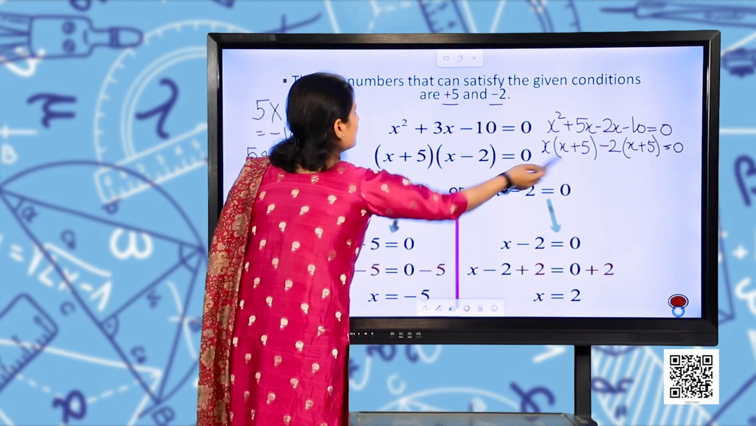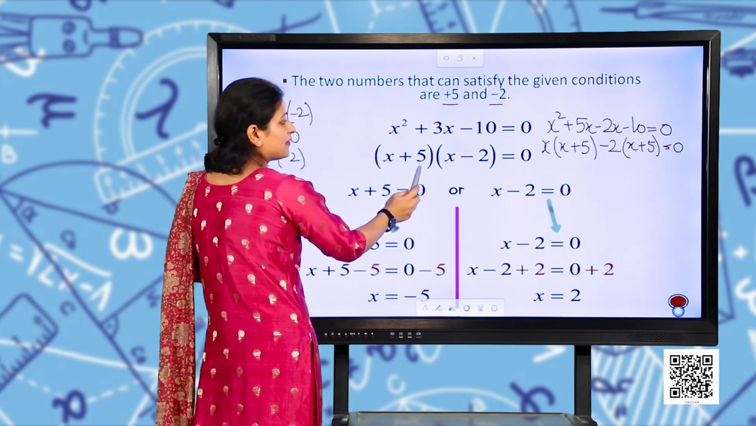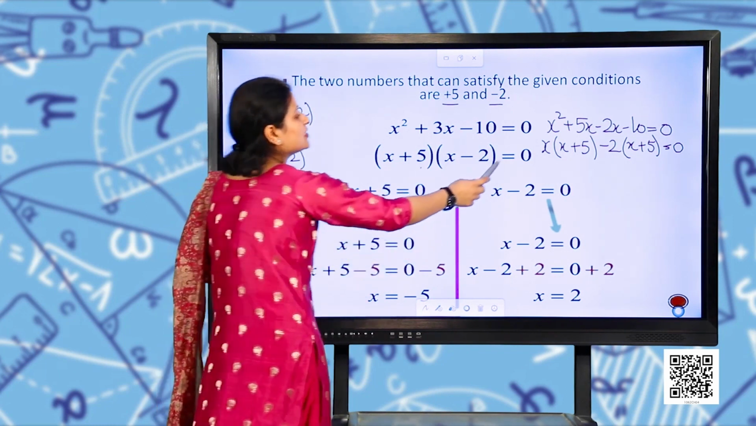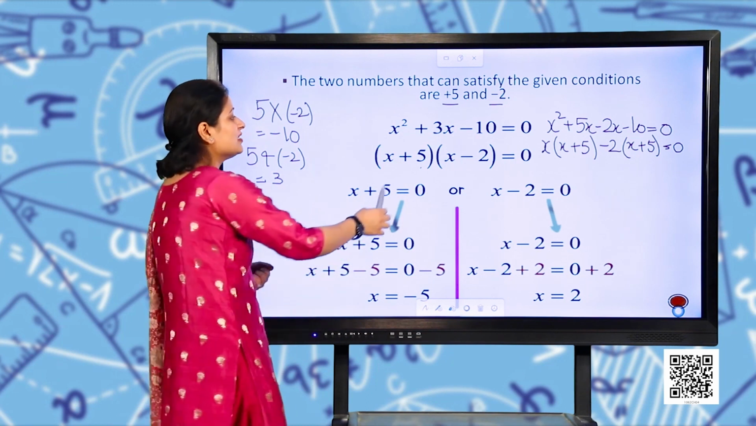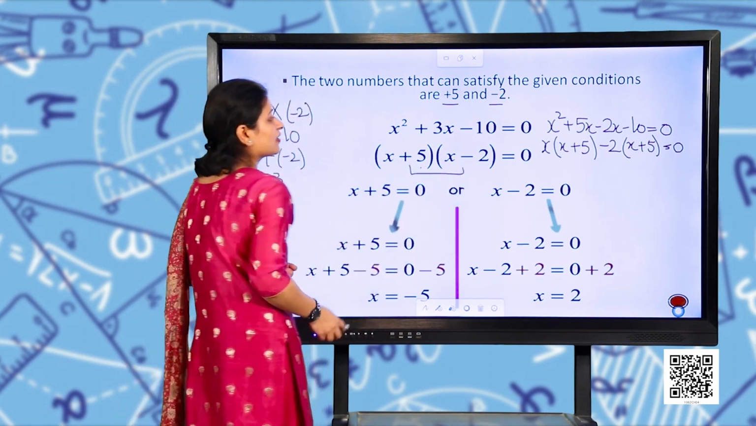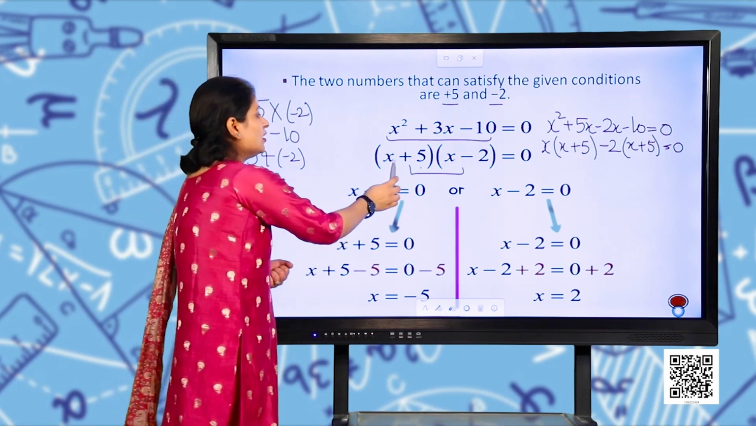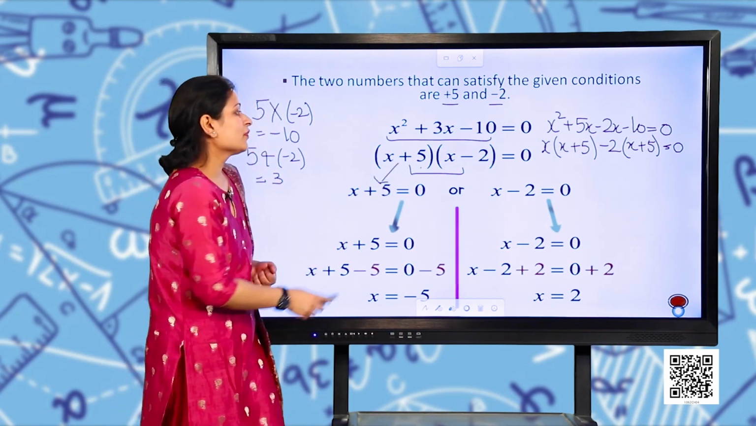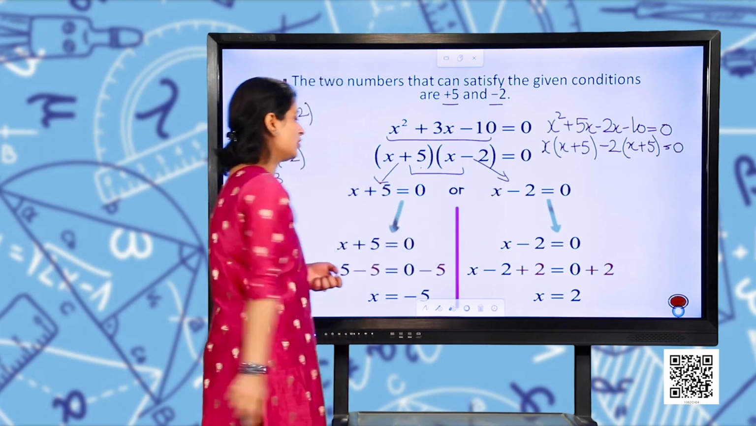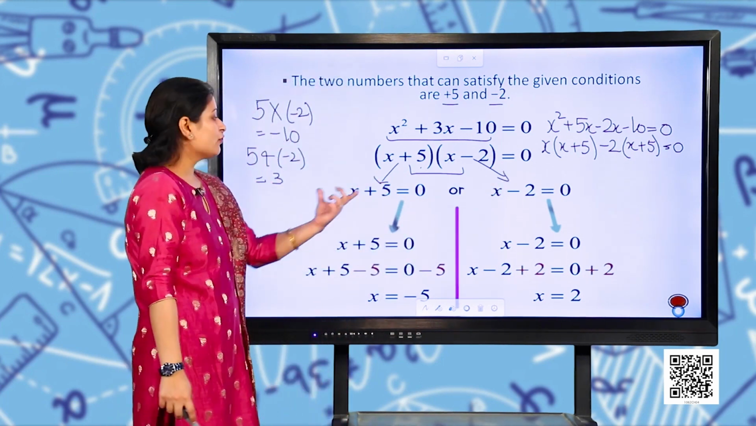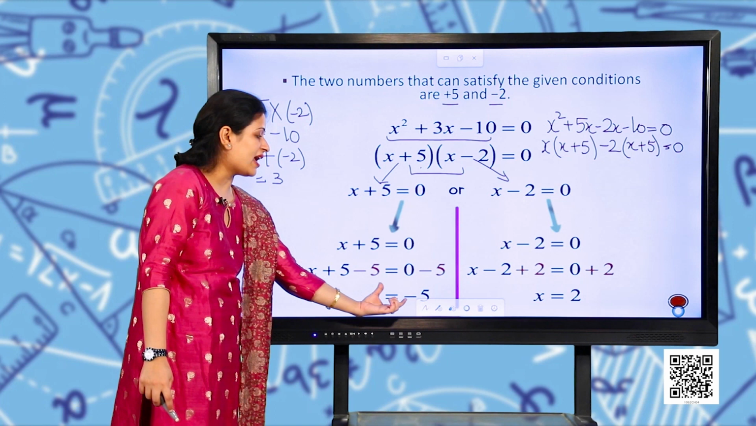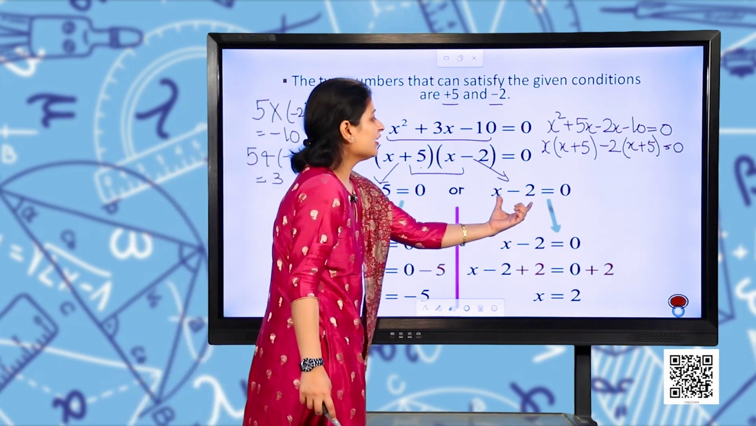So, after solving you will get x plus 5 times x minus 2 is equal to 0. Basically, these two are factors of this polynomial. Okay. So, either this is equal to 0 or this is equal to 0. So, what will you get? From here you will get x is equal to minus 5, and from here you will get x is equal to 2.